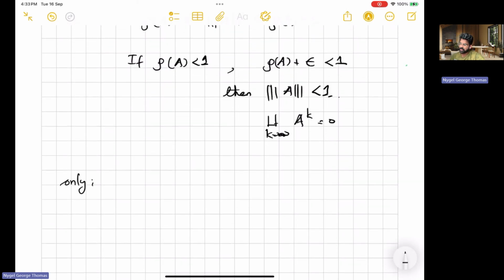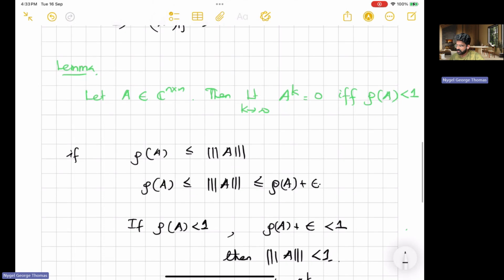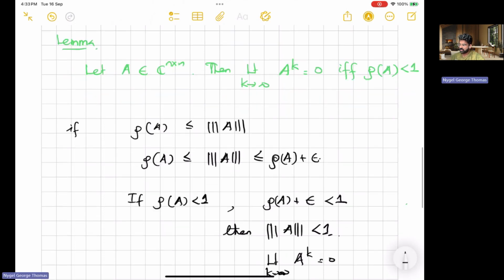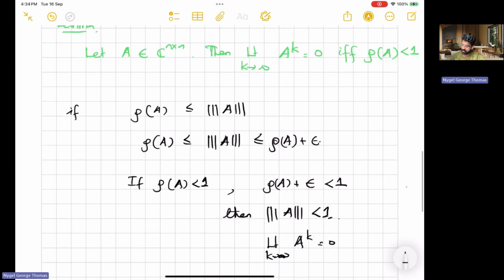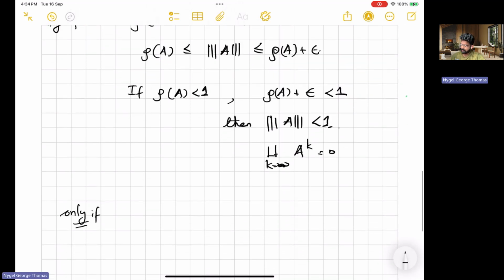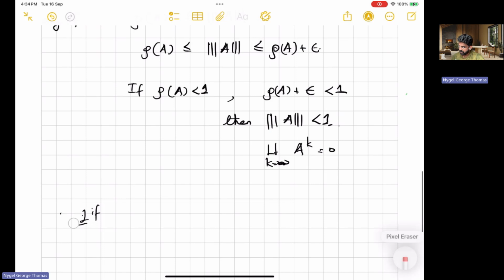I don't know whether we proved all the if first. So here we are given this is only if. Okay, this is not if, this is only if. Now let's prove the if condition. In the if condition, what we are given is A raised to k tends to 0 as k tends to infinity. This is given, right? Then we have to prove rho of A will be less than 1.